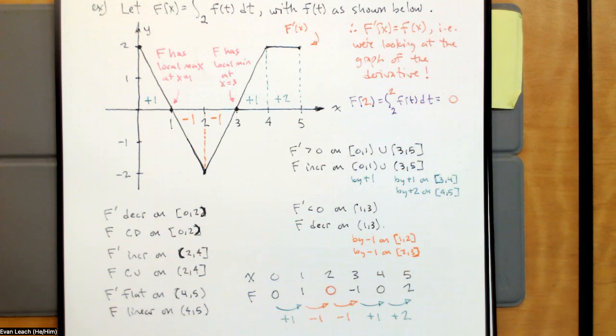So we know all the changes. We know that capital F of 2 is equal to 0 because the integral from 2 to 2 is 0. And we know the changes. 0 plus 1 is 1, minus 1 is 0, minus 1 is negative 1, plus 1 is 0, plus 2 is 2. And we can see our local minimum at 3, when x is 3, and our local maximum when x is 1.